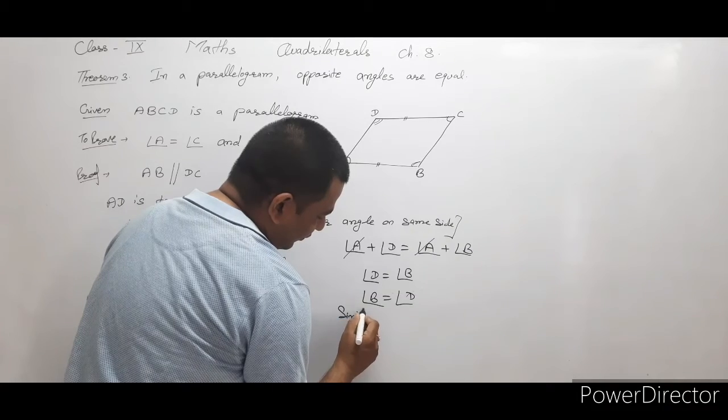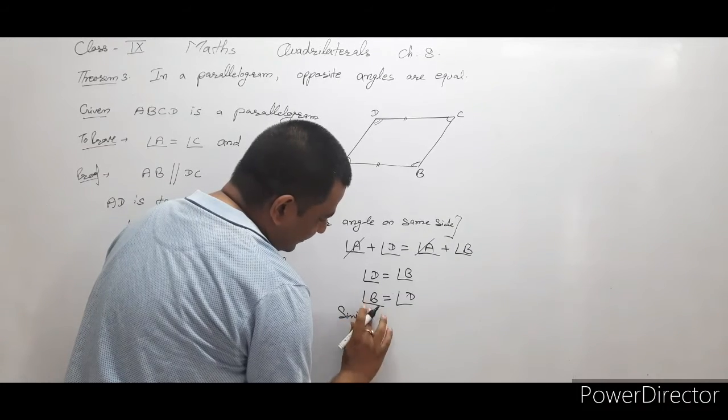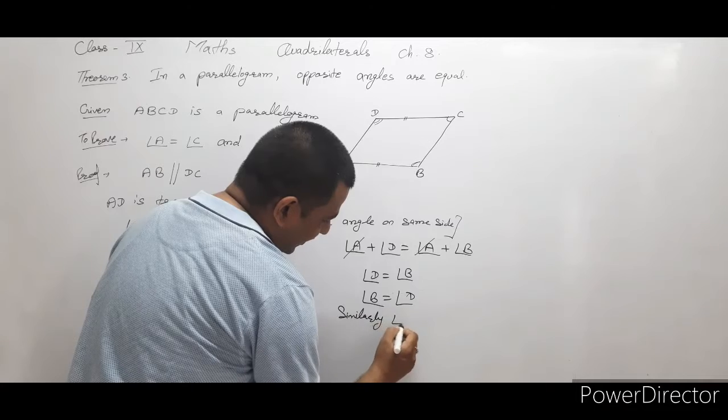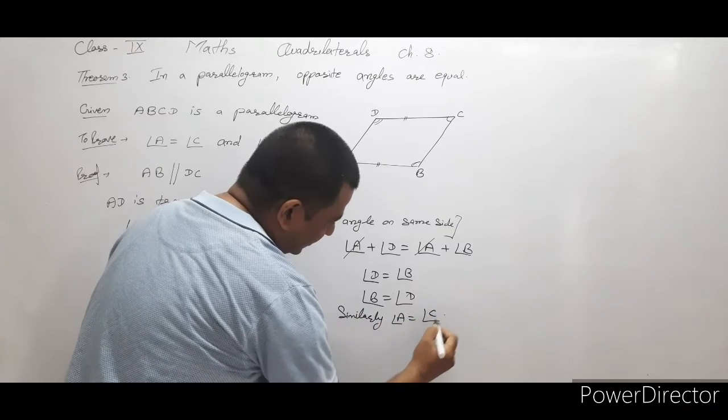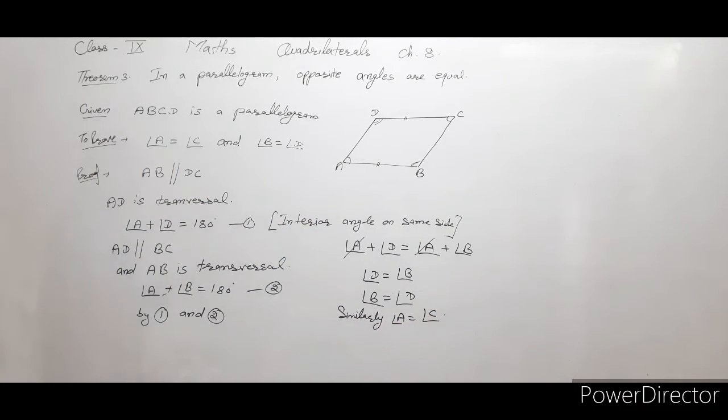Similarly, we can prove that angle A is equal to angle C. That means the opposite angles of a parallelogram are always equal.